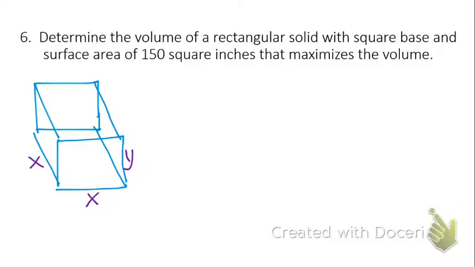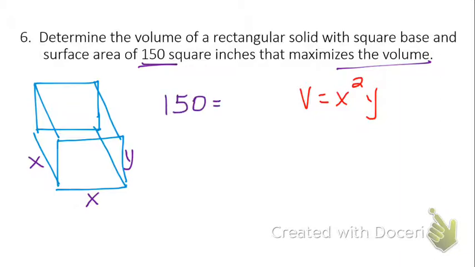Make sense? It says it wants to maximize volume. So the volume equation is going to be what? Length, width, and height. X squared y. The other thing it talks about is surface area. And surface area is the area of each of the sides all added together. Right? Okay, so let's think about the bottom. What's the area of the bottom? And what's the area of the top? So there's 2x squareds, right?